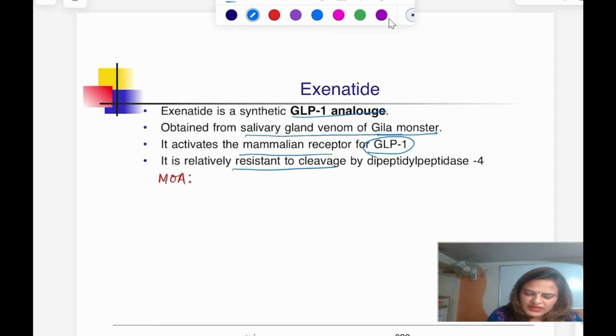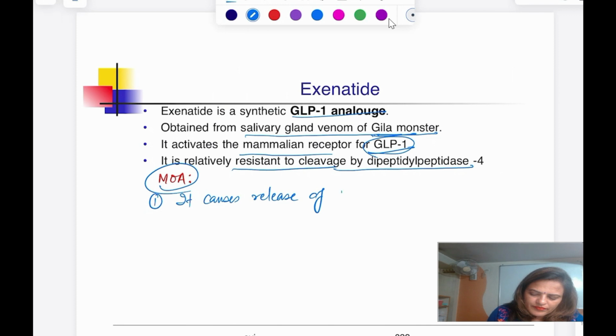So this is relatively resistant to cleavage by DPP4, whereas endogenous GLP is degraded very fast. Mechanism of action, I have already shown how they are going to act. They act in the same way. What exactly does this endogenous GLP do, and the same way exenatide? Number one, it causes the release of insulin by acting on the beta cells.